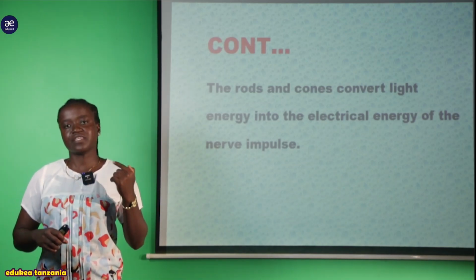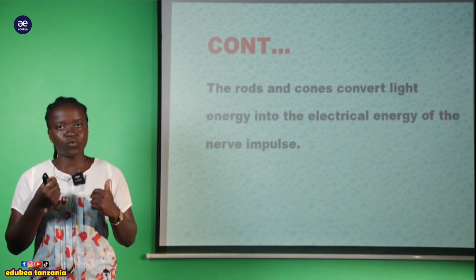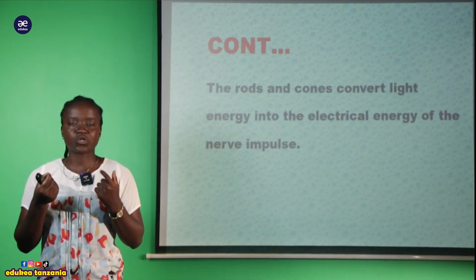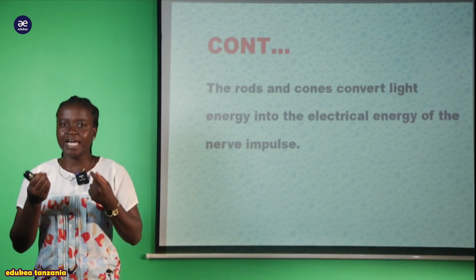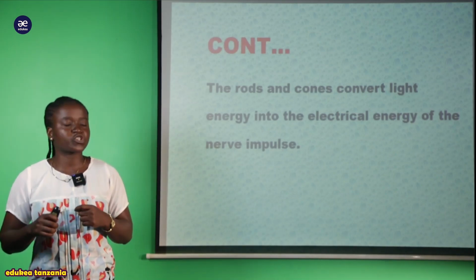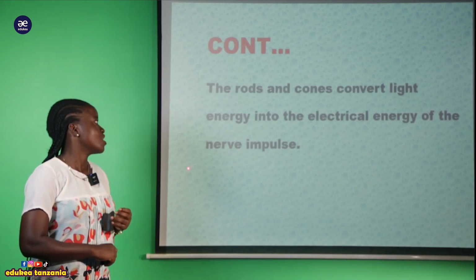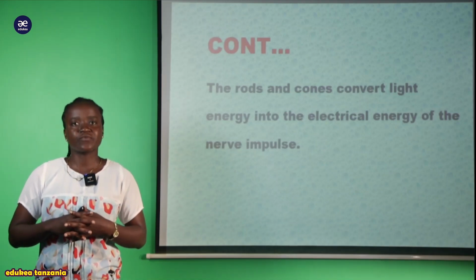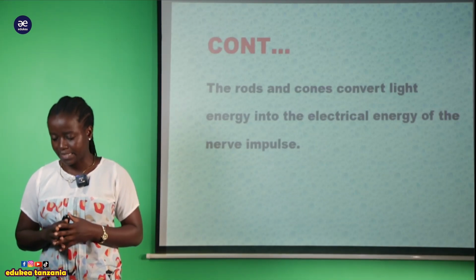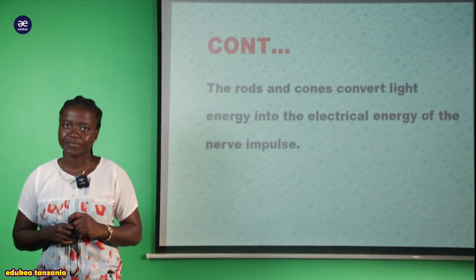Since the rods and the cones convert the light energy, ule mwanga unaokuja kutokea kwenye macho au kutokea kwenye ile outer object, they convert that light into the electrical impulse, or we can say the electrical energy of the nerve impulse, so that it can be easily transferred to the brain for more interpretation. So that is the first layer of the retina.